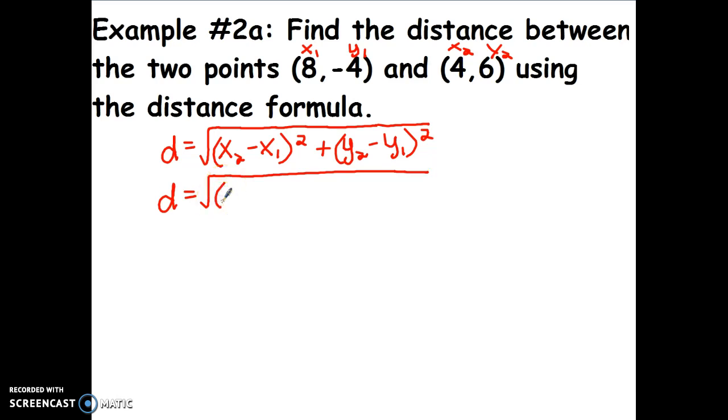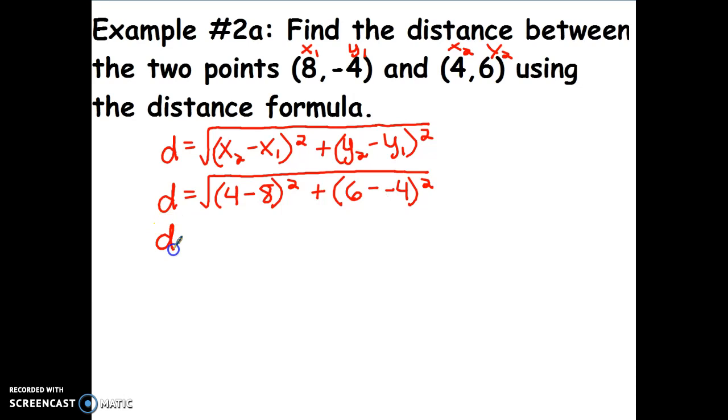Okay, so our x2 is 4 minus, bring down your minus, and then our x1 is 8. Close parentheses, squared. You're just bringing everything else down. Now our y2 is 6 minus, and then our y1 is -4. So we'll see how we have two negatives here. That's because the original formula has a minus, and our ordered pair is a -4. Make sure that you put both, okay?